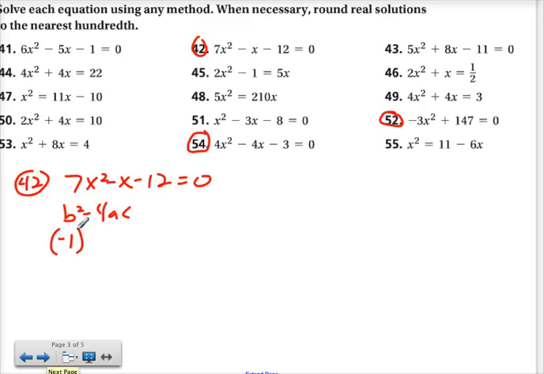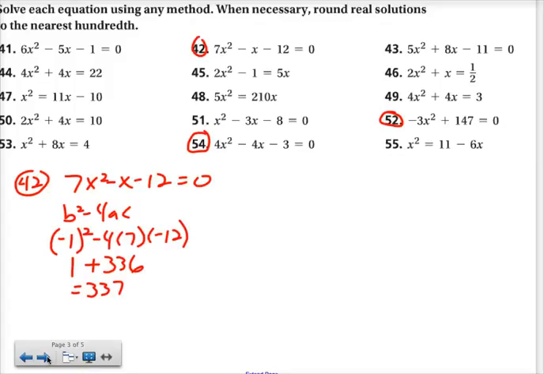So that will give you negative 1 squared minus 4 times 7 times negative 12. And that's going to be 1 plus, we'd have 28 times 12. And that's 1 plus 336. So 1 plus 336 is going to be 337. Now that's not a perfect square, so that tells us that this problem is not going to be factorable. So your choices at this point would be either to complete the square or use the quadratic formula.